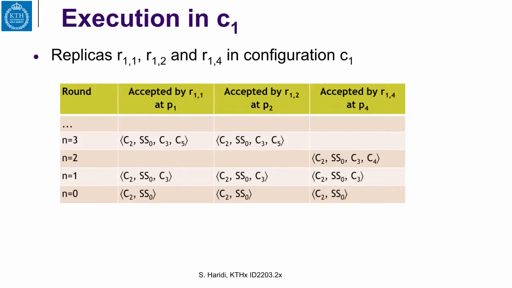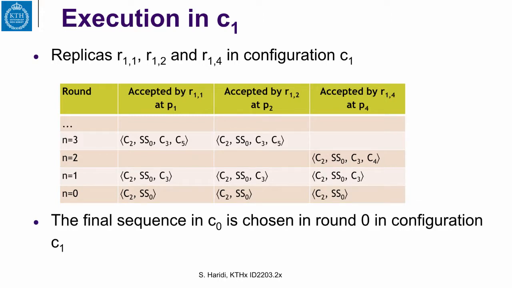The execution in the new configuration continues as usual. We started from here. We continue as usual by extending the sequence of commands. And here's an example where we try to extend the sequence by C4, but this sequence does not have a majority that supports it. So here comes a new leader, and it extends the last chosen sequence, which was this sequence, the longest chosen sequence. And it continues like that. So nothing special, it is as normal.